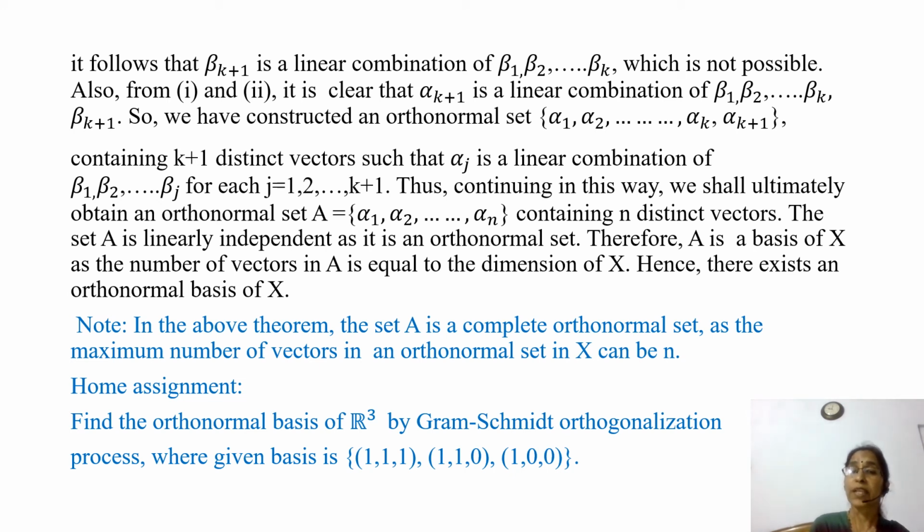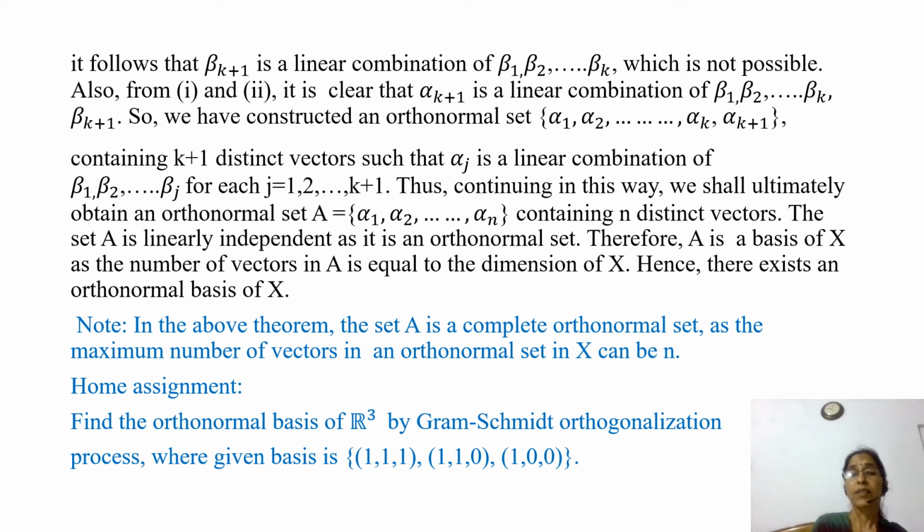Here we note that the set A is a complete orthonormal set, as the maximum number of vectors in an orthonormal set in X can be n. More than n vectors cannot be linearly independent in X. And since an orthonormal set is always linearly independent, this set A is a complete orthonormal set.